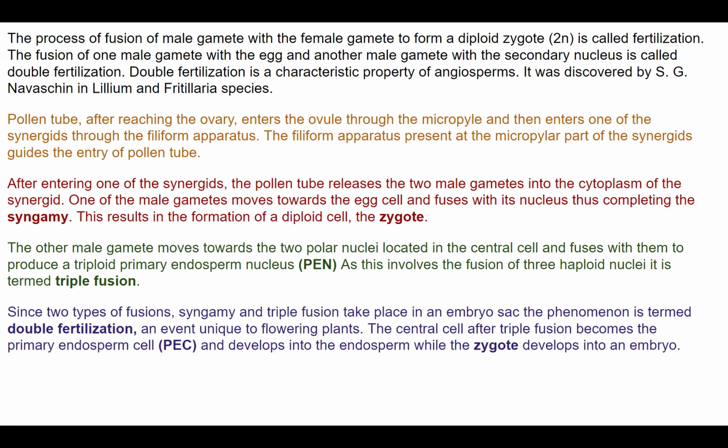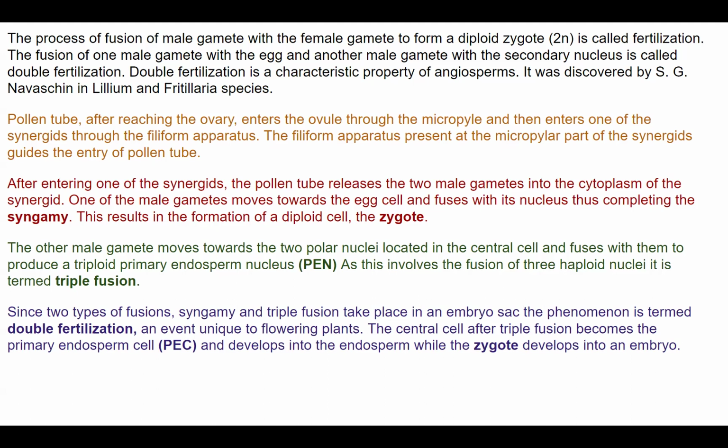Now, the pollen tube, after reaching the ovary, enters the ovule through the micropyle and then enters one of the synergids through the filiform apparatus. The filiform apparatus present in the micropylar part of the synergid guides the entry of the pollen tube. After entering one of the synergids, the pollen tube releases two male gametes into the cytoplasm of the synergid. One male gamete moves towards the egg cell and fuses with the nucleus, thus completing syngamy. This results in the formation of a diploid cell, which is called the zygote. This is the number one fertilization that took place.